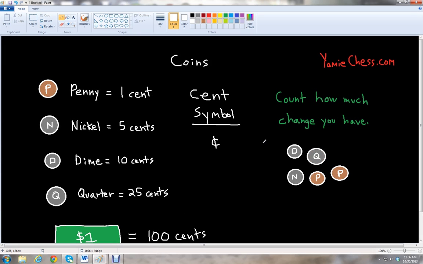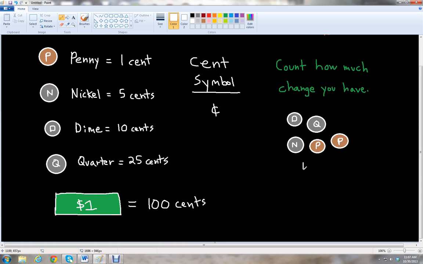Let's look at an example where we have 5 coins, and we want to count how much change you have. We're going to write down the value for each of the coins. We have a dime, that's 10 cents. We have a quarter, 25 cents. We have a nickel, and that's 5 cents. And we have 2 pennies, so we have 2 cents.